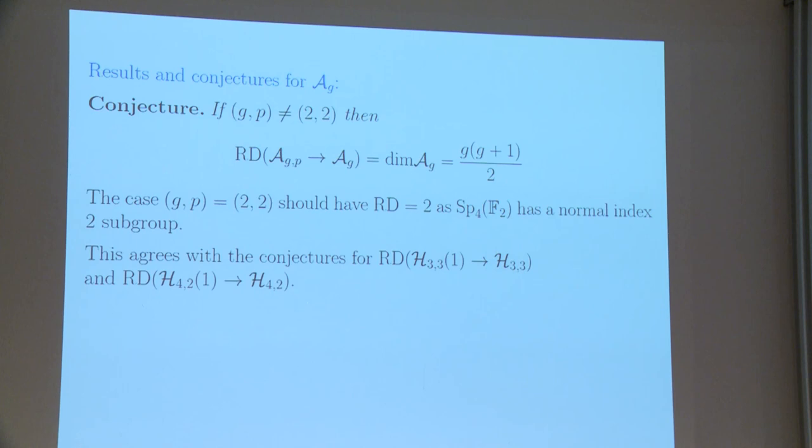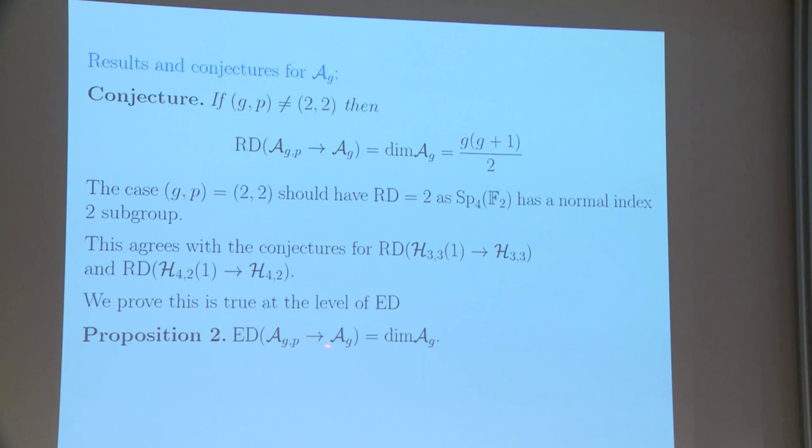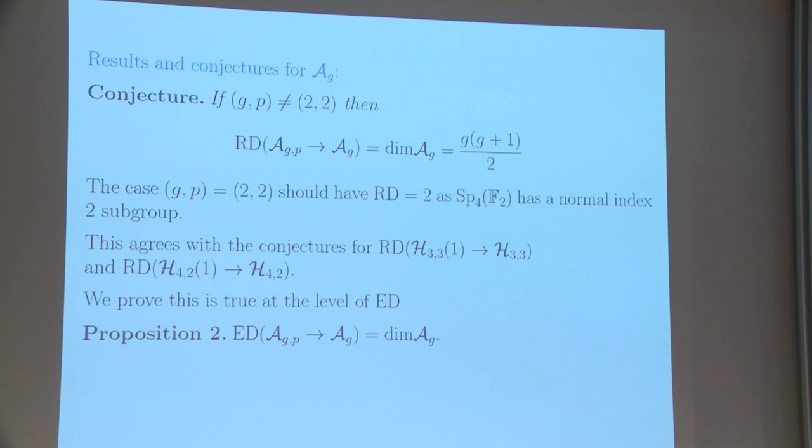So at the moment, we prove this at the level of a central dimension. If I take this covering, this is just the dimension of AG. So I can't contract this to anything smaller. That's what you would guess, and I'll sketch a proof of that at the end. In fact, there's a generalization of this.